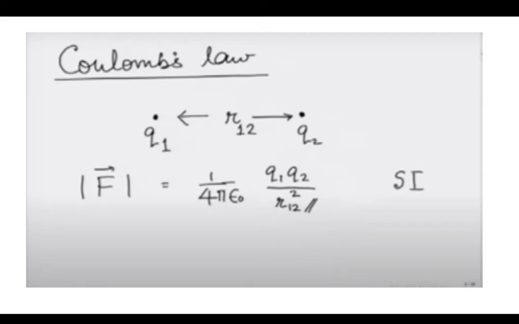Here we can understand that the force of attraction or repulsion between two charged bodies is directly proportional to the product of their charges and inversely proportional to the square of the distance between them. We will understand next what is meant by attraction or repulsion between the two charges. The force acts along the line joining the two charges, considered to be point charges.